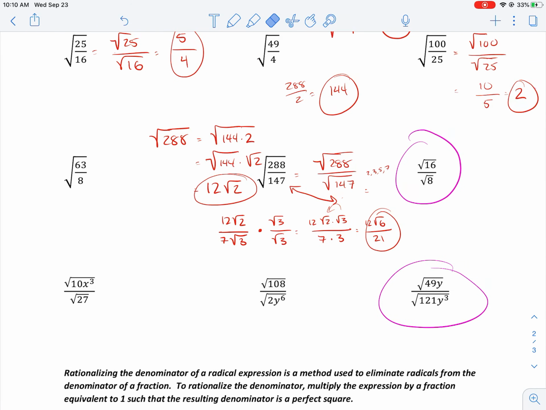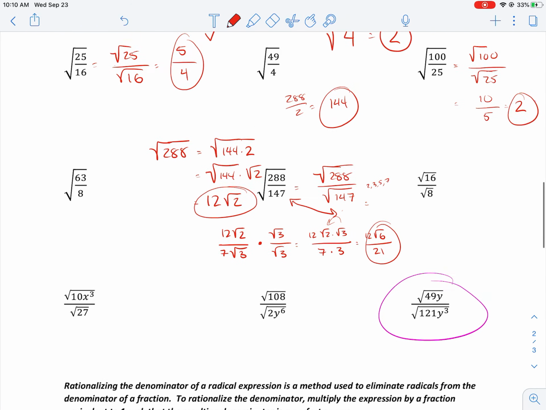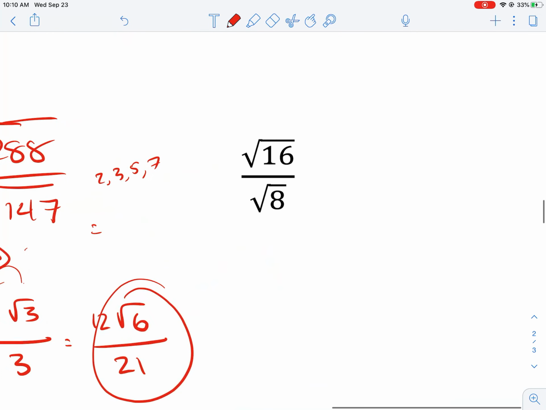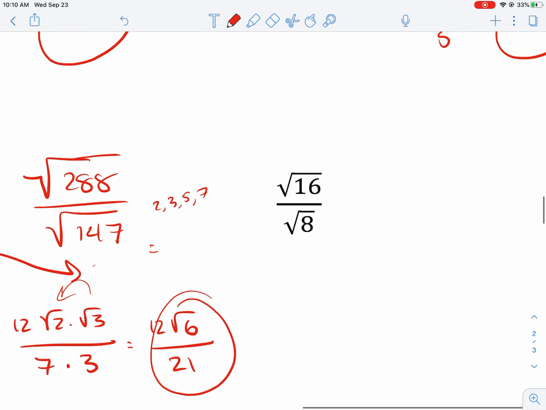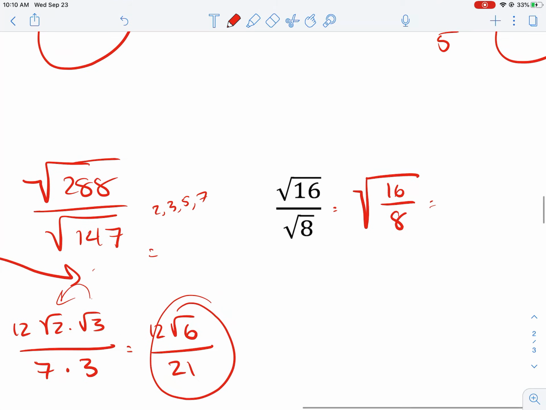Okay. This one is a piece of cake here, right? Let's think about this. Okay? You're probably thinking, well, we can't really do that yet, right? We can't just divide the square root of 16 by the square root of 8, but we can move those both underneath the radical. And what's this 16 divided by 8? Well, that's 2, and we're done.